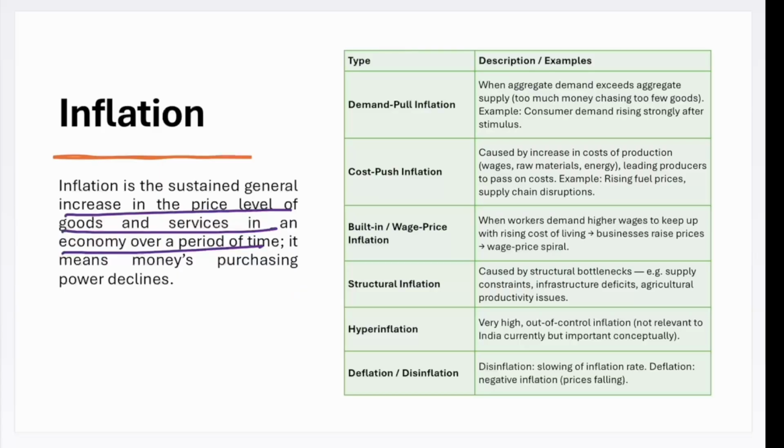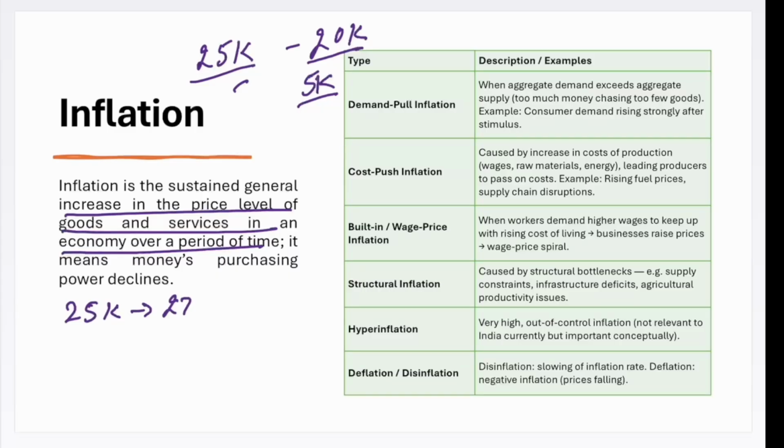When inflation comes, it has an impact on purchasing power. Suppose you are drawing a salary of 25,000 rupees. You could buy goods worth, say, 20,000 rupees and save 5,000 rupees. Now there is a 20% rise in prices, whereas your salary has gone up only by 10%. So now your new salary, with a jump of 10%, has gone from 25,000 to, say, 27,500.